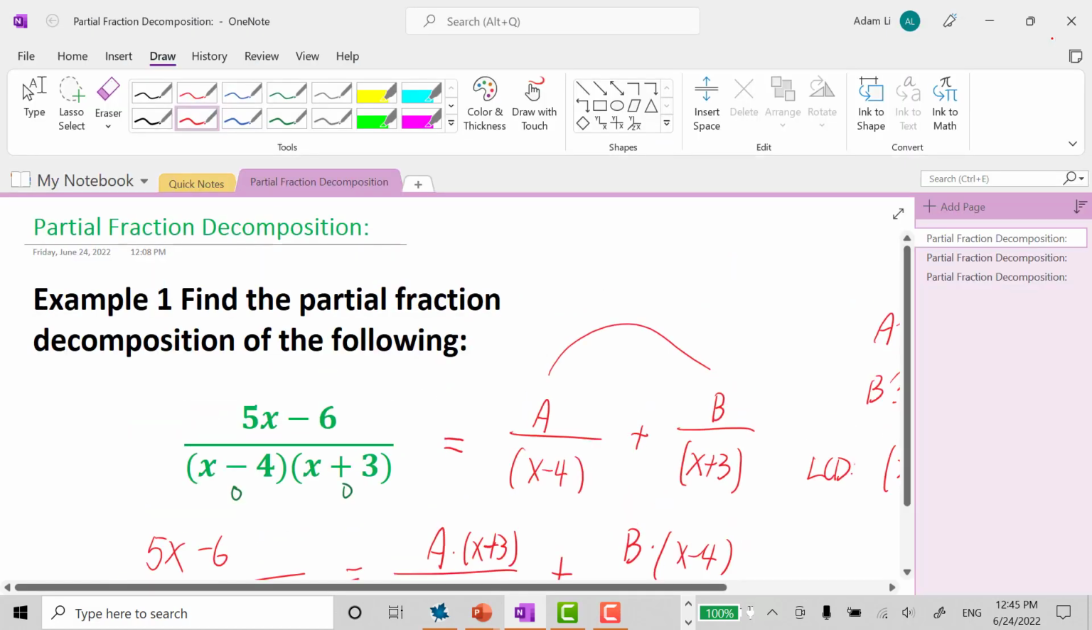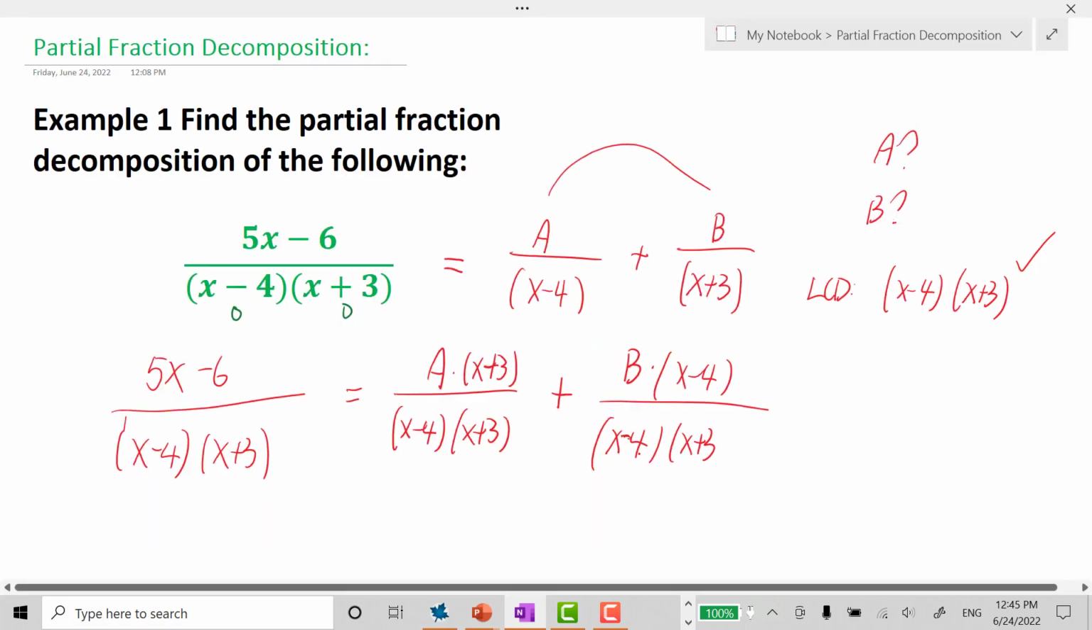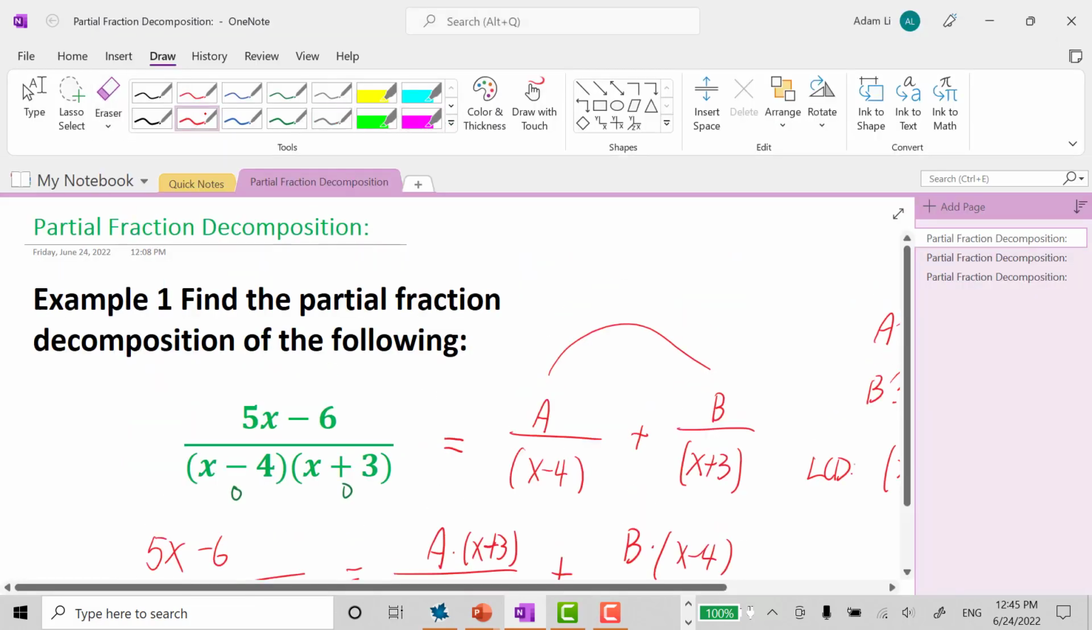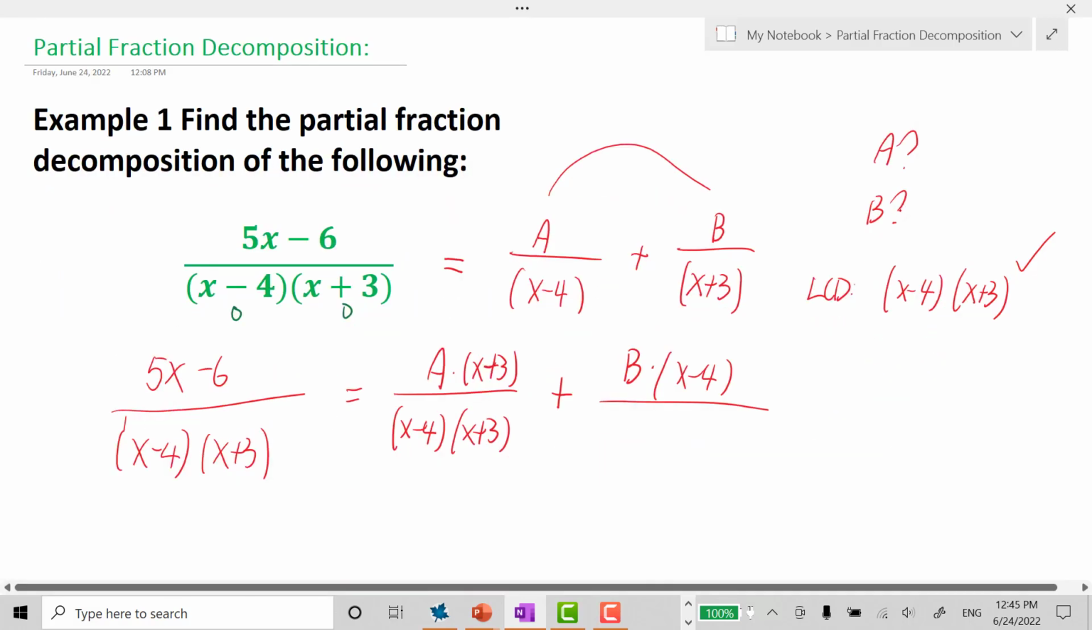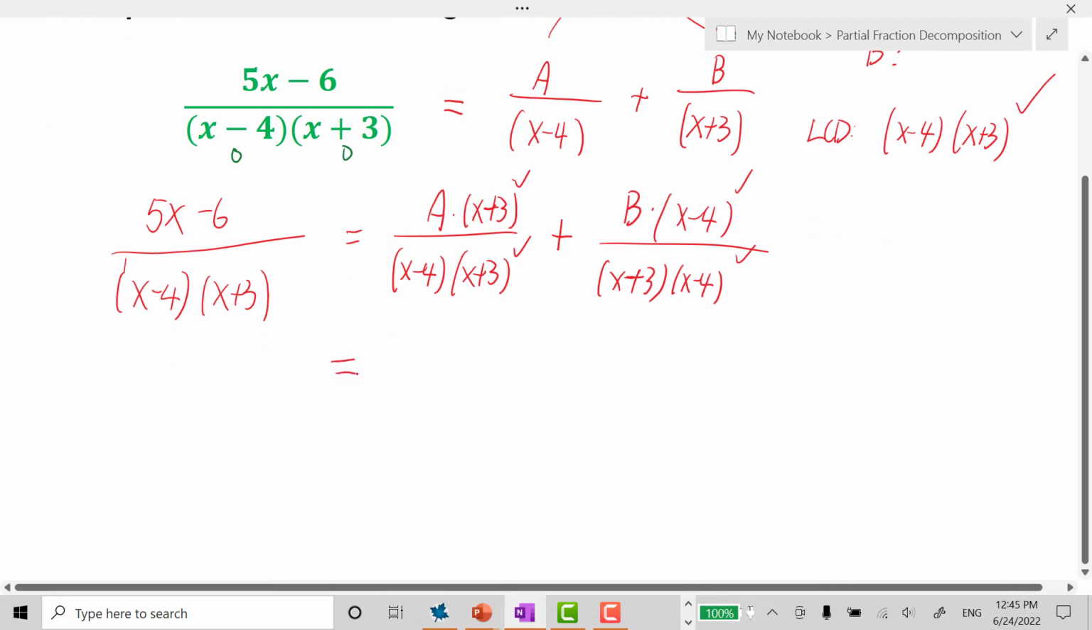Okay, I should write the other one first. So quickly erase this. Okay, so x plus 3 goes first, and x minus 4. Notice that we multiply by the same factor to get to the LCD. So now from here, we combine the right-hand side. Still, the left-hand side remains the same.